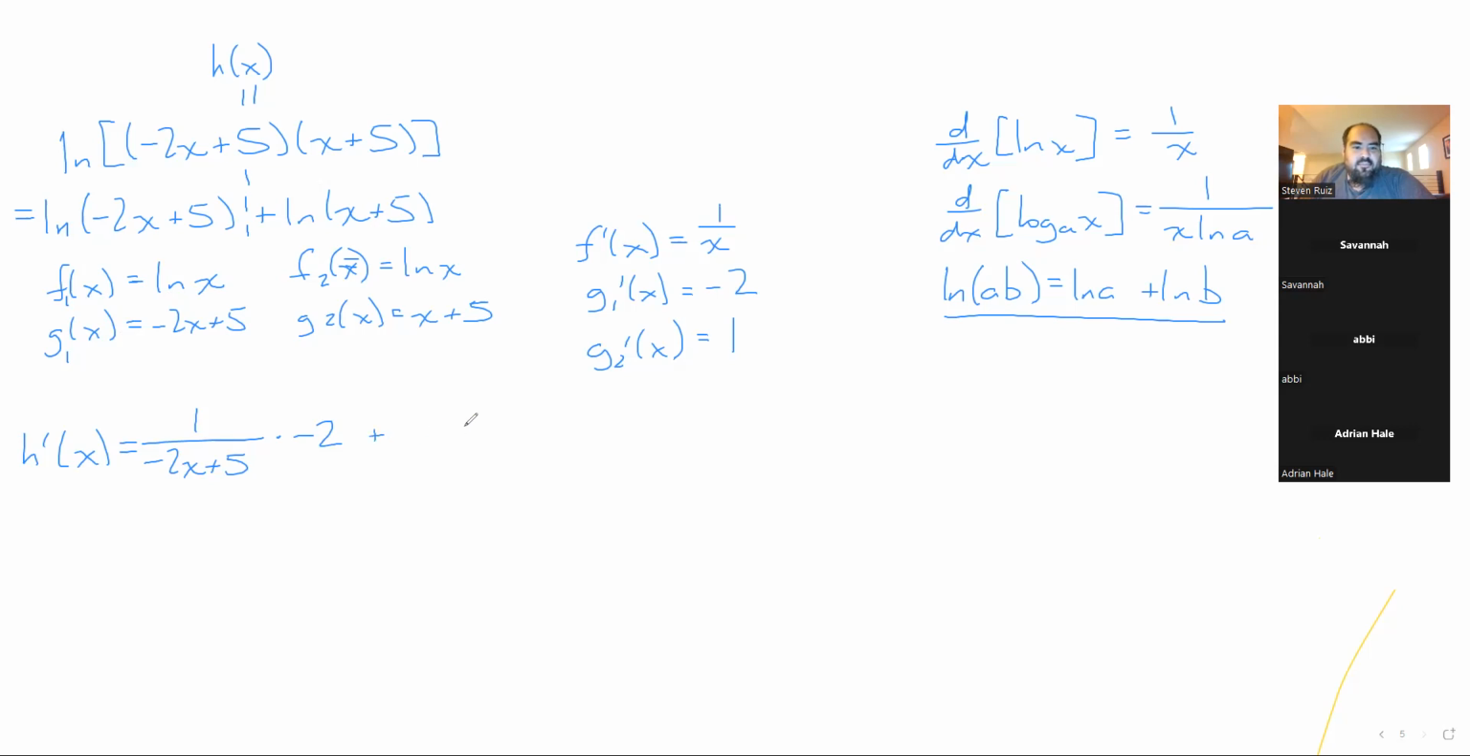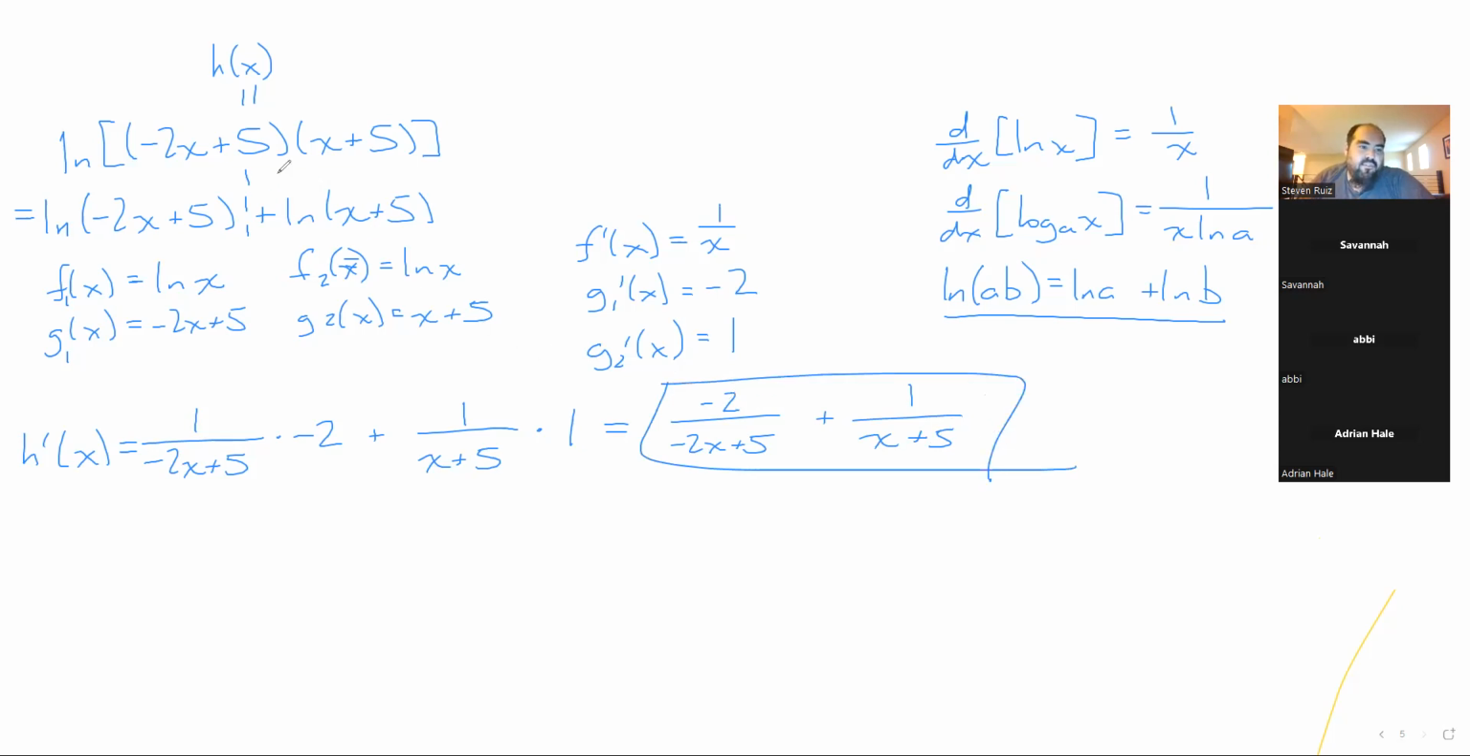Then the next one is going to look the same way. Derivative of the outside function is 1 over x, but with x plus 5 tucked into it. And I'm going to multiply that by the derivative of the inside function, which is 1. So if I want to simplify this, I get -2 over -2x plus 5 plus 1 over x plus 5. So that is one way to do this.